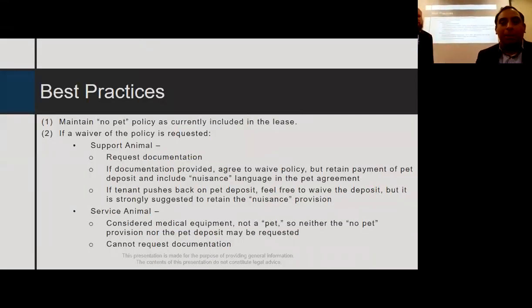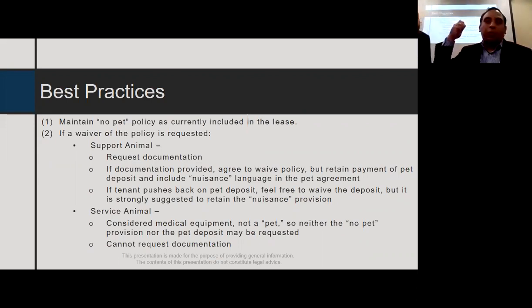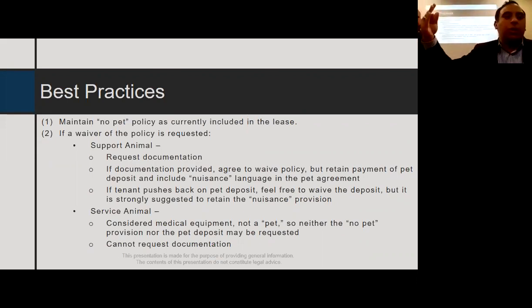So here are some best practices. You can have a no pet policy, that's fine, but make sure that you include in there a waiver of the pet policy if you are provided documentation that you need a support animal and those three things that we went over. There's also an exemption for a service animal under the ADA. But one of the things that we would recommend is you keep in there the nuisance portion of it that says, if you meet the requirements for a support animal or service animal, you can have these, but just know that if they are not housebroken, if they are aggressive, if they bite, whatever, then they're still subject to the other terms of this lease, and you can be terminated from the lease if that happens.